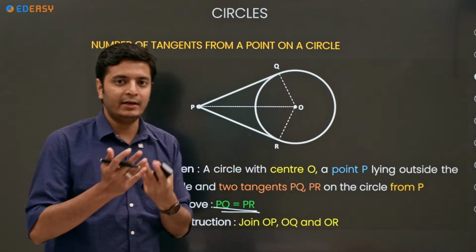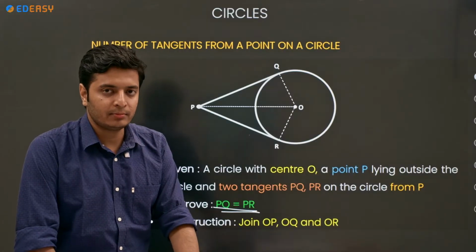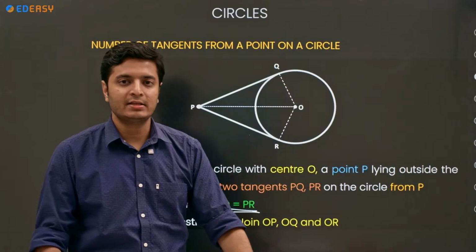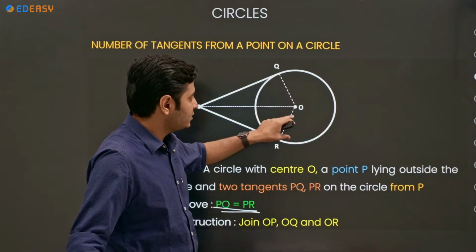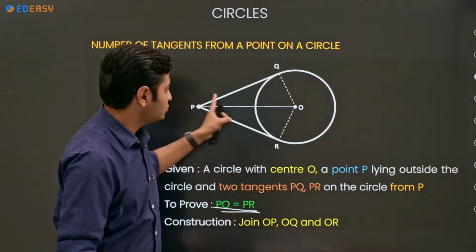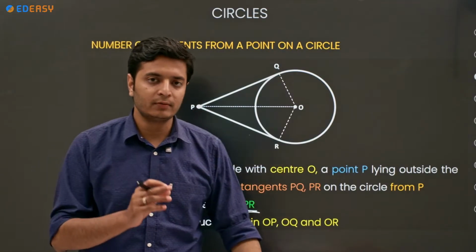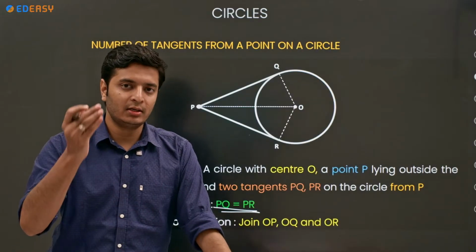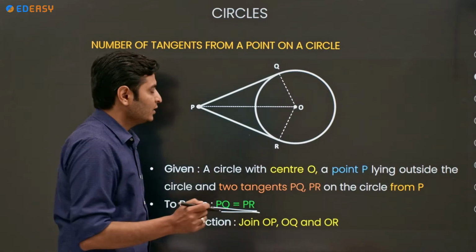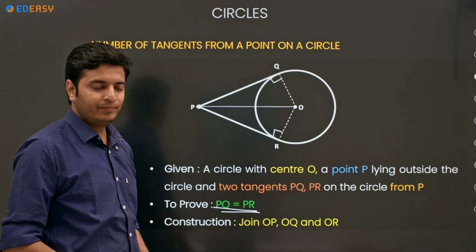Do you have any idea how we are going to prove them equal? According to theorem 10.1, the tangent at the point of contact and the radius that we draw through the point of contact are perpendicular to each other. For any tangent, the line segment joining the center and the point of contact will always be perpendicular to the tangent, correct? So this is perpendicular, and the same goes for this one.